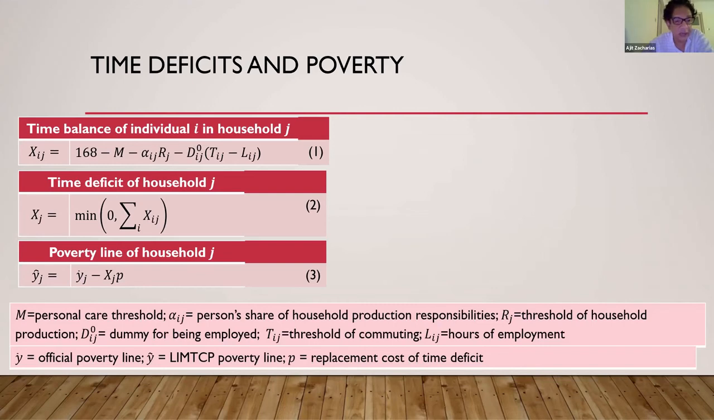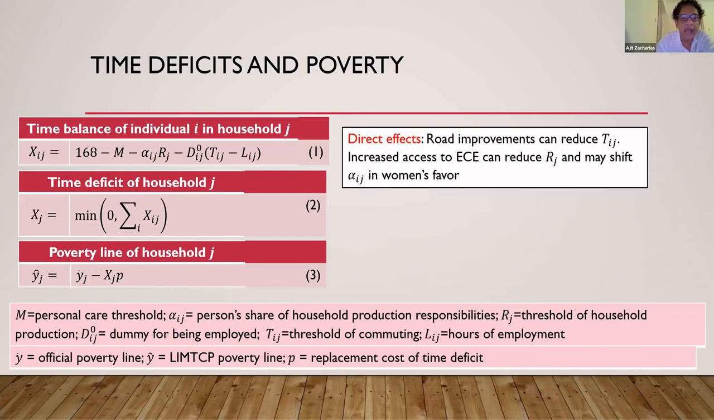Since that's a negative number, since household deficits are negative, we can just add that number. So it's basically an addition then to the official poverty line. So adding that to the official poverty line gives us the LIM-TIP or the LIM-TCP poverty line. That's the term on the left-hand side. So that's the basic framework for accounting for time deficit.